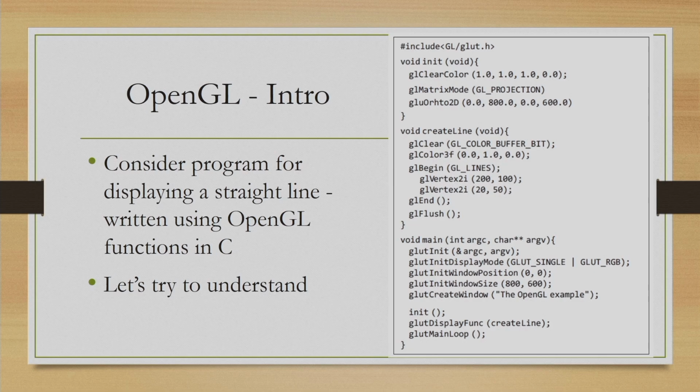Let us try to understand OpenGL with respect to one example program. So, this program is shown here. This program is meant to display a straight line on the screen. Now, this has been written by utilizing OpenGL library functions called from C, the C language. Now, let us try to understand the syntax of the program.